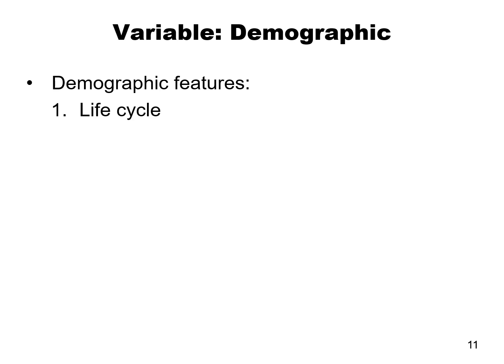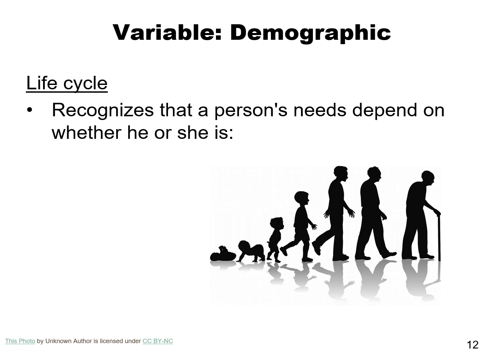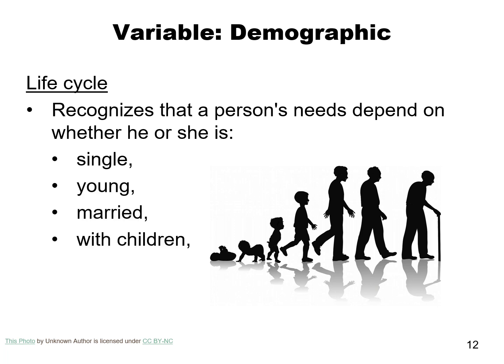The demographic features, there are 4 features here: life cycle, age, income, and gender. Let's look at the first one, life cycle. Life cycle recognizes that a person's needs depend on whether he or she is single, young, married, with children, or retired. Basically, at different stages of your life, your needs change.